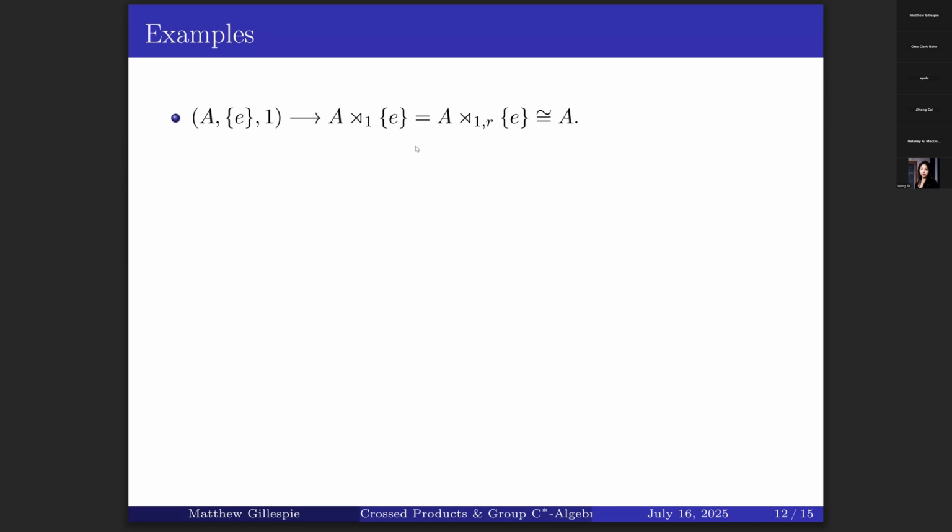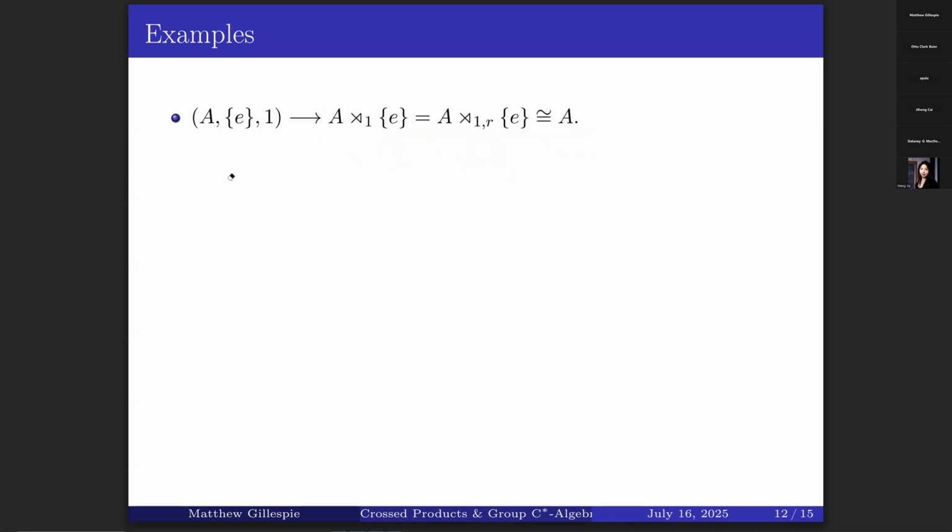So this cross product is isomorphic naturally to A, and so is its reduced cross product. You can just check this by looking at the convolution algebra, which is just C_c of, in this case, e to A, and that's very clearly identified with A. So once you do this identification, this cross product isomorphism is obvious. So that's one of our most basic examples.